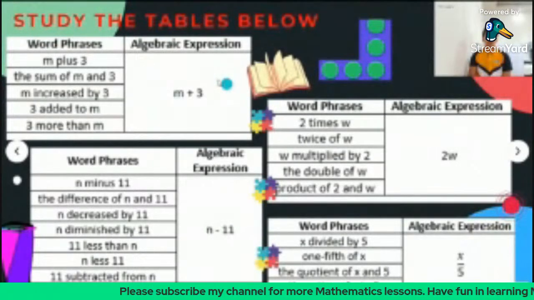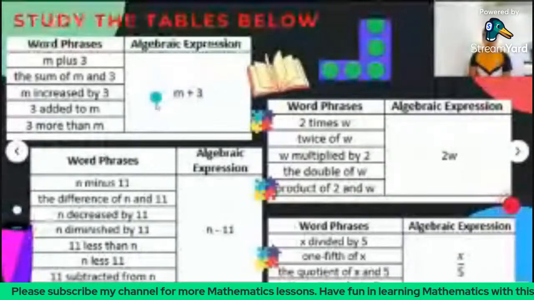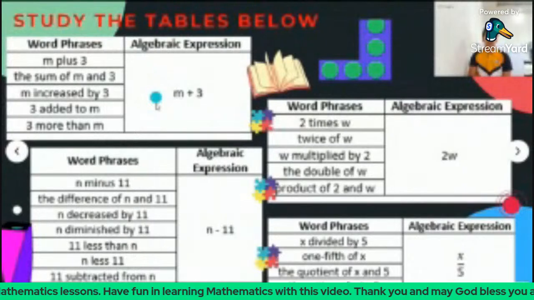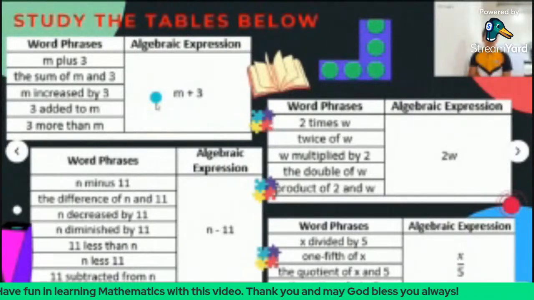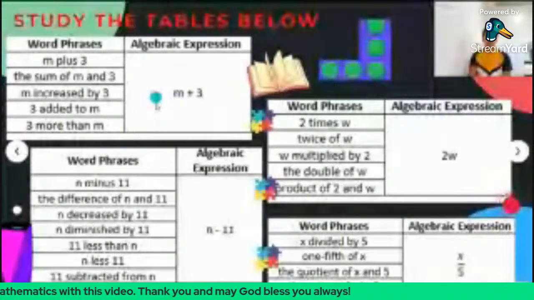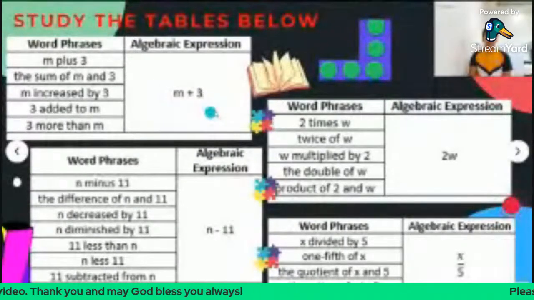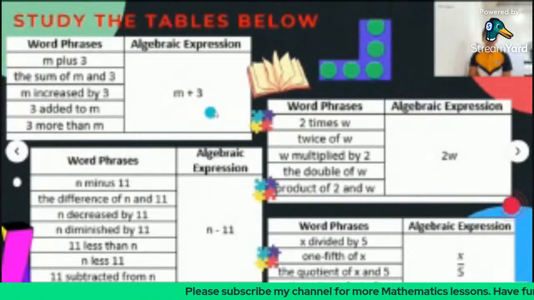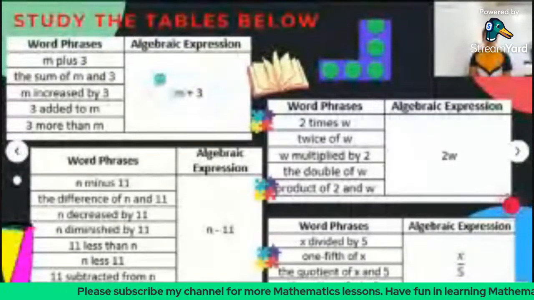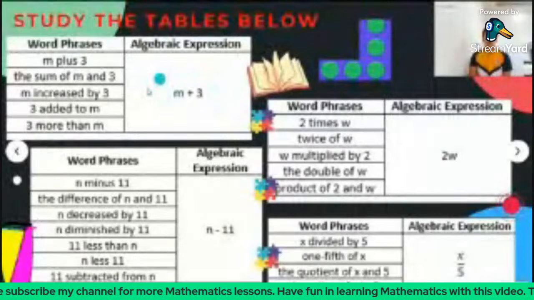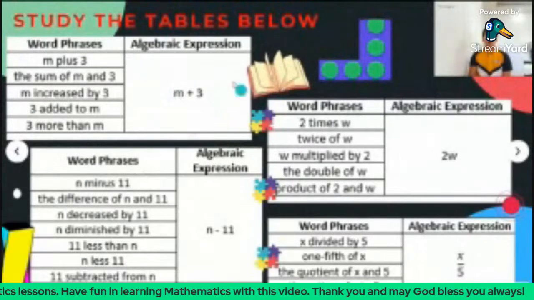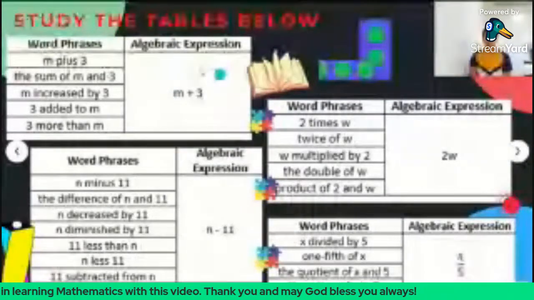And for exercise letter B, you have to translate the following word phrases into algebraic expressions. So we have also 5 word phrases here, and on this column, you are going to write the algebraic expressions. Number 1, 4 more than y. Number 2, 15 added to f. Number 3, 6 subtracted from q. Number 4, r increased by 11. And number 5, thrice k.